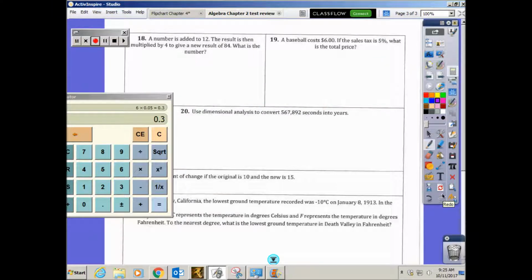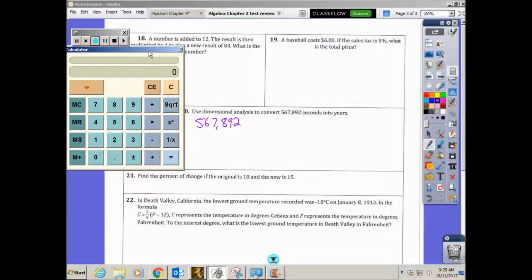Here's your dimensional analysis problem, which I hate. Hate these. Convert 567,892 seconds into years. So first, I'm going to convert this into minutes. So if I divide by 60, 567,892 divided by 60. You have to keep track of what you're doing. Is 9,464.8666 minutes. And if I divide this by 60 again, it's going to give me the hours.